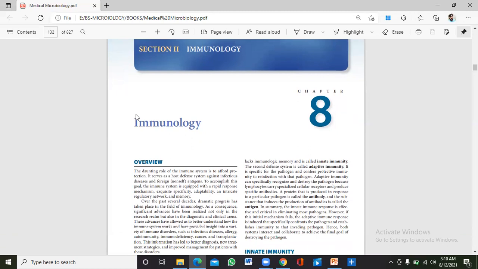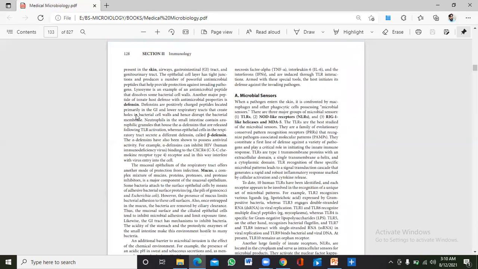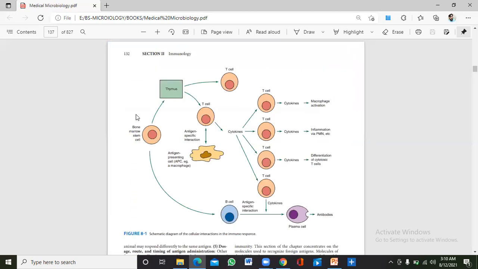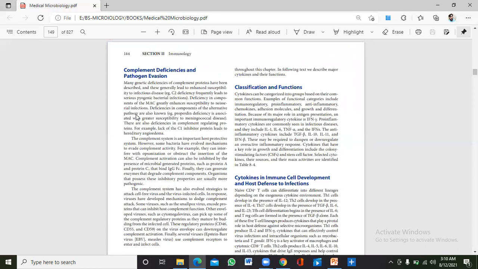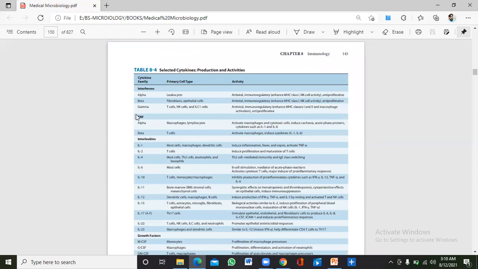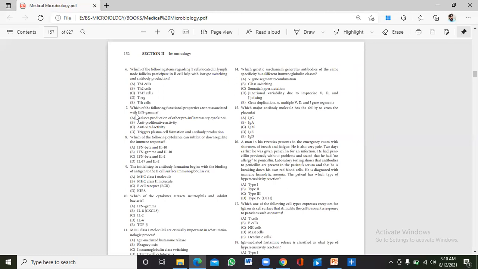And after that, the second section consists of immunology, because if you want to get expertise in medical microbiology, you should know about the immunity of human beings. Okay, the innate immune system and the adaptive immune system are all included in this chapter. I want to tell you guys that in microbiology there is a special subject known as immunology. So you can cover your immunology portion from this chapter.